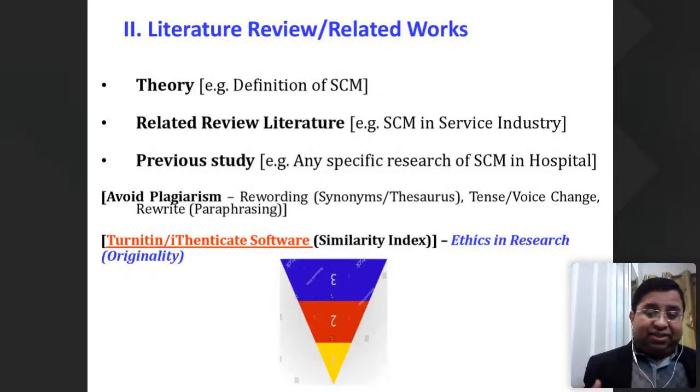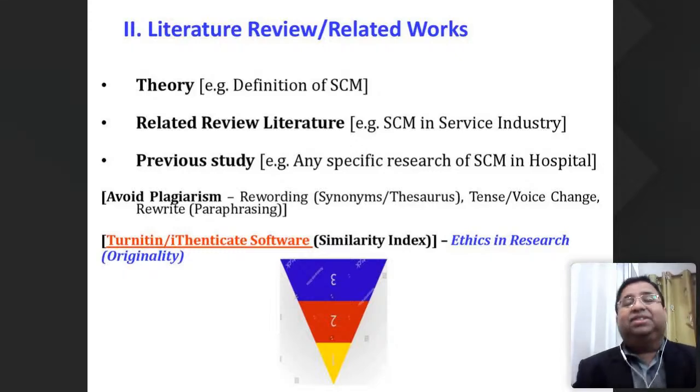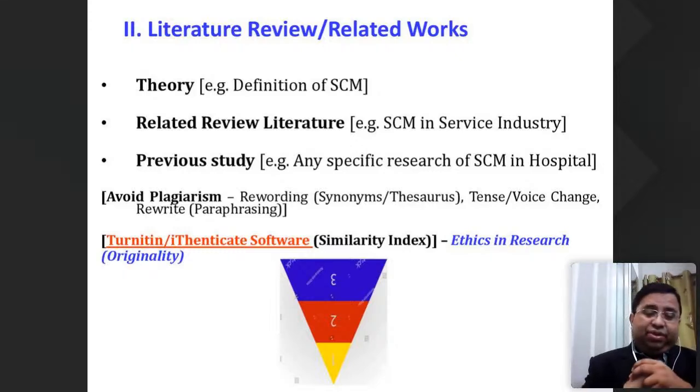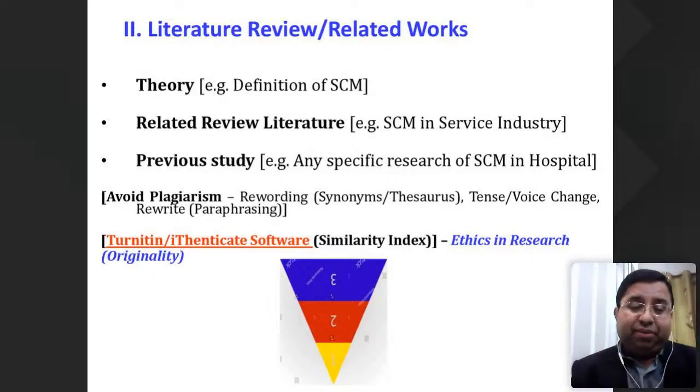So we basically call it ethics in research, originality in research. And what I said is that if you use that software, you can find out the similarity index, and that is one of the targets for how you can reduce the similarity index. That's why I try to explain how you can reduce the similarity index.